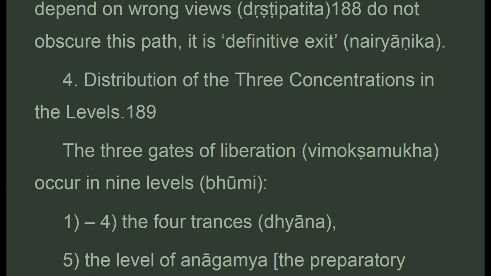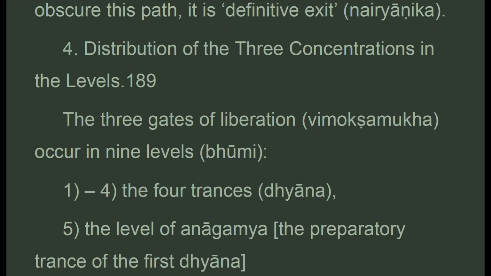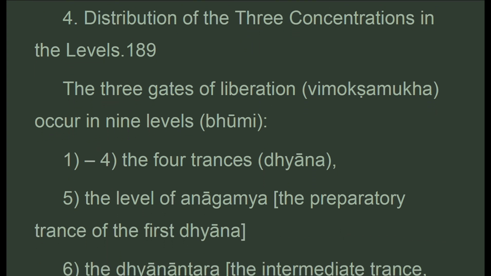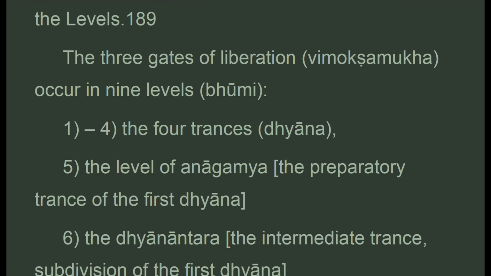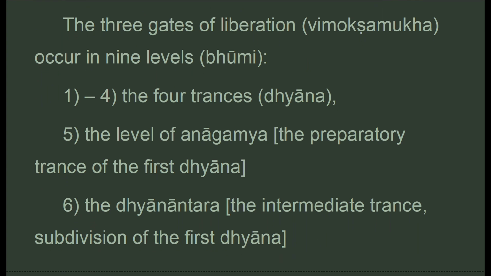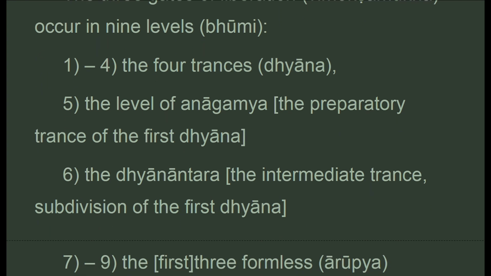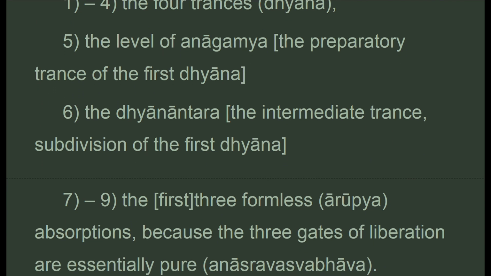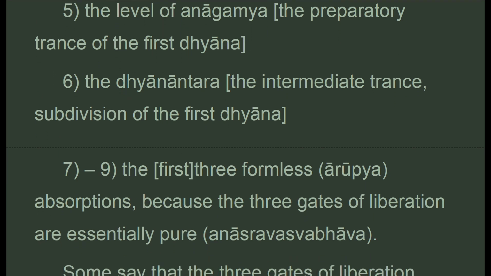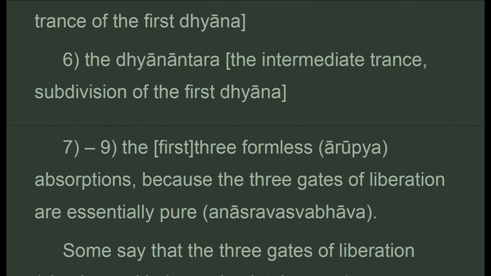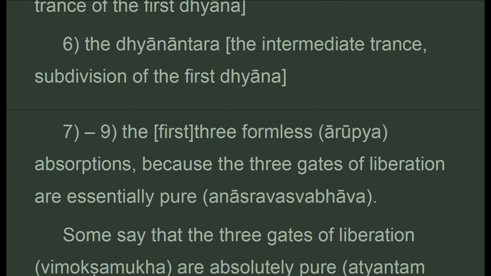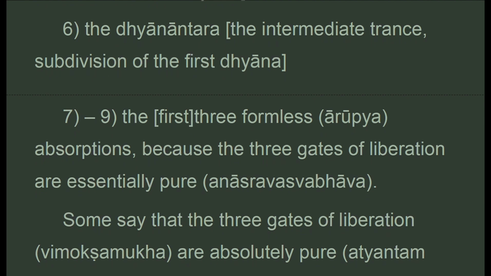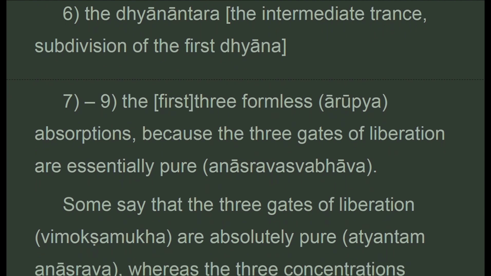4. Distribution of the 3 concentrations in the levels. The 3 gates of liberation occur in 9 levels. 1-4. The 4 trances. 5. The level of anagamya, the preparatory trance of the first dhyana. 6. The dhyanantara, the intermediate trance, subdivision of the first dhyana.